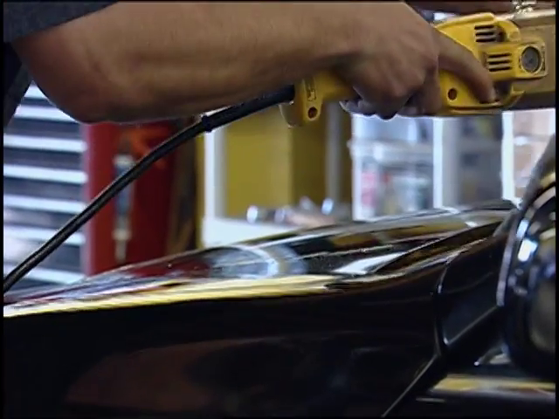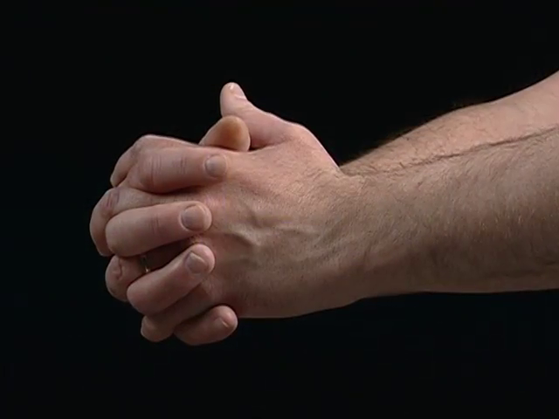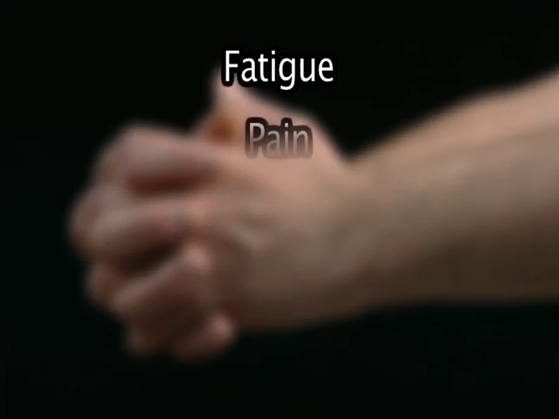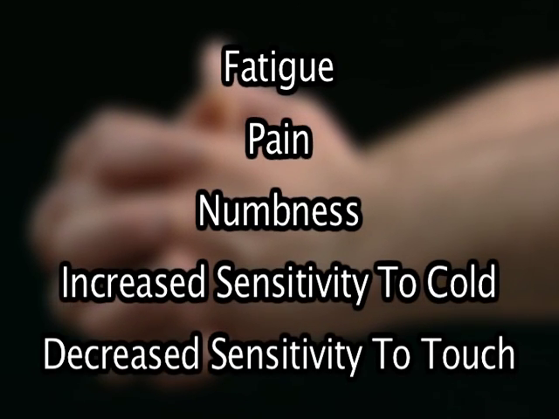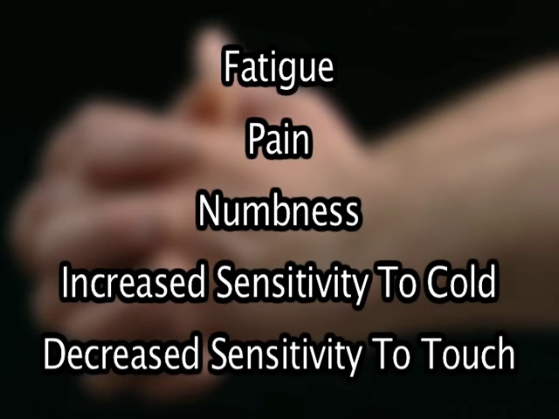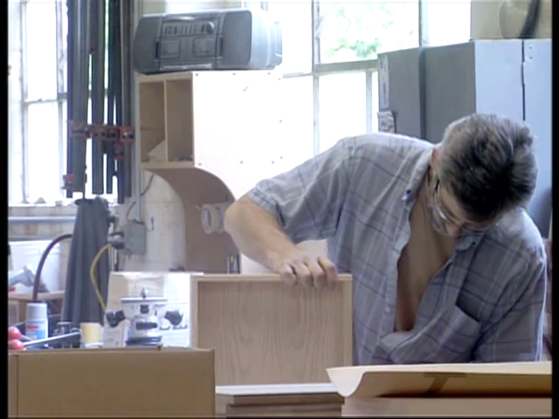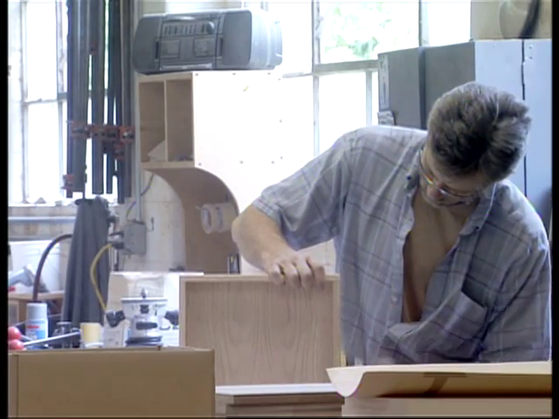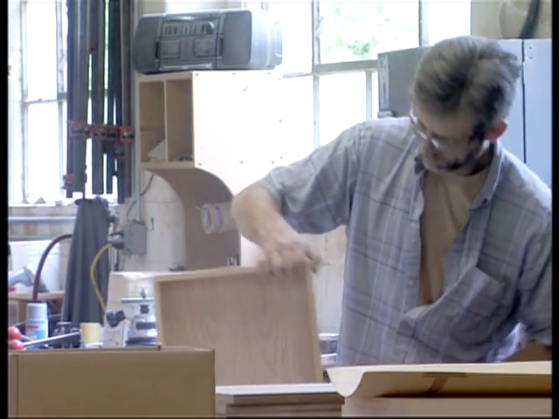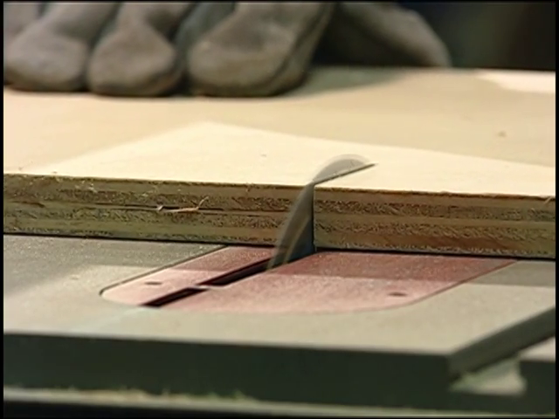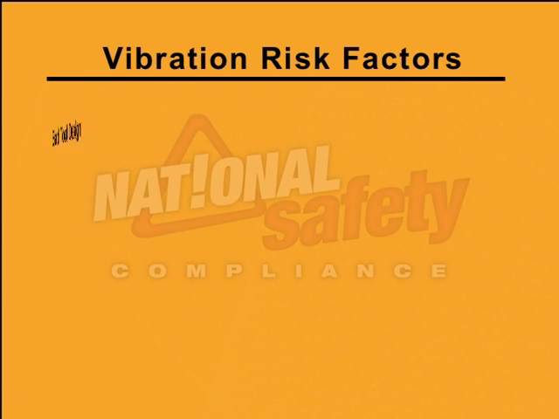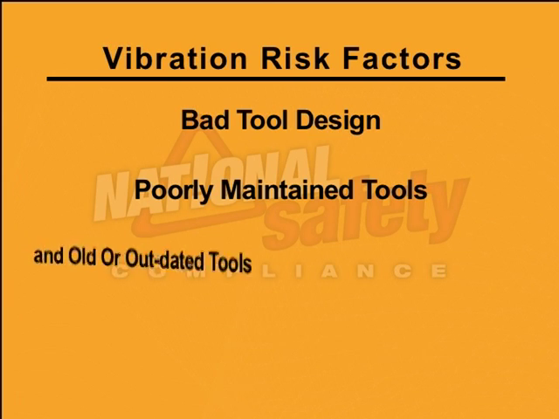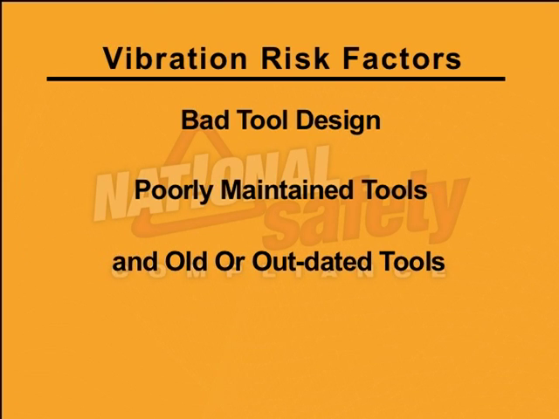Vibrating machinery, surfaces, vehicles, and tools may result in fatigue, pain, numbness, increased sensitivity to cold, and decreased sensitivity to touch in fingers, hands, and arms. Although the use of powered hand tools can help reduce exposure to other ergonomic risk factors, they can expose workers to another risk: vibration. Vibration risk factors include bad tool design, poorly maintained tools, and old or outdated tools.